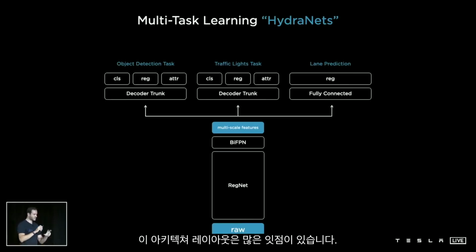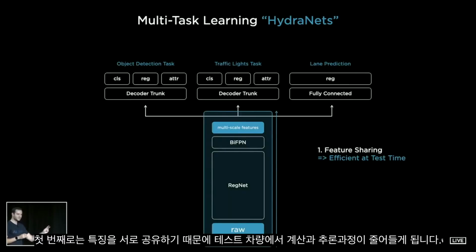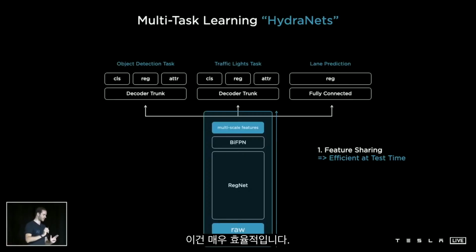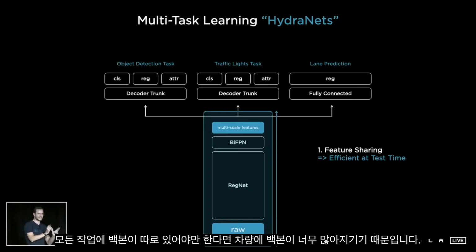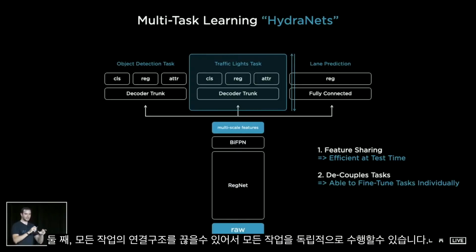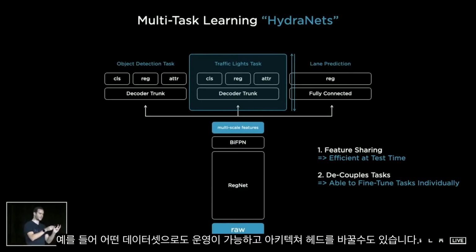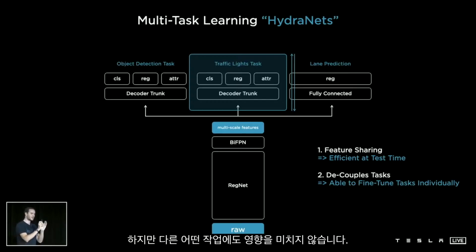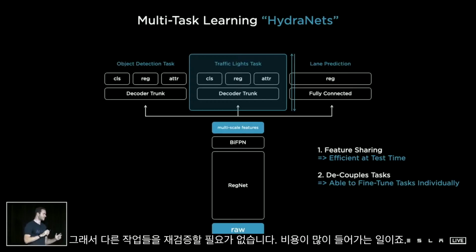Now, this architectural layout has a number of benefits. So number one, because of the feature sharing, we can amortize the forward pass inference in the car at test time. And so this is very efficient to run. Because if we had to have a backbone for every single task, that would be a lot of backbones in the car. Number two, this decouples all of the tasks. So we can individually work on every one task in isolation. And for example, we can uprev any of the data sets or change some of the architecture of the head and so on, and you are not impacting any of the other tasks. And so we don't have to revalidate all the other tasks, which can be expensive.